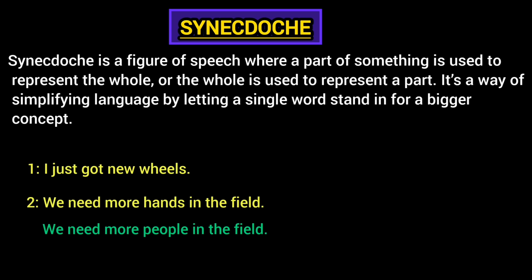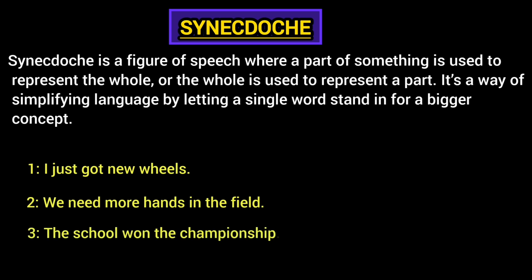Both of these examples represent the whole through the part, and let me give you an example which represents a part through the whole. The school won the championship. Look at this example here. The school represents only the team or group of students who participated in the championship, not the entire school. Actually, the team is the part, but this part is represented by the whole. Not all school members were involved, only the selected students participated in the game. You can see the part is represented by the whole, so this is also another example of synecdoche.